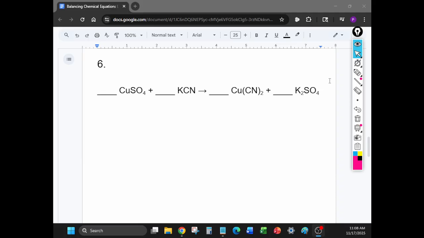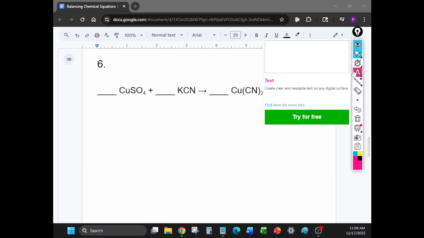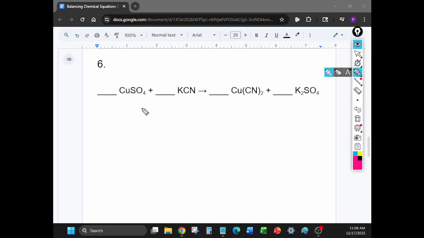All right, so let's start with the counting. I'm just going to list the elements first. So we got Cu, we got S, we got O, K, C, N. Everybody got the elements? Okay. All right, left side, we got 1 Cu, we got 1 S, 4 oxygens, and 1 of KCN. Okay. Everybody good with that?